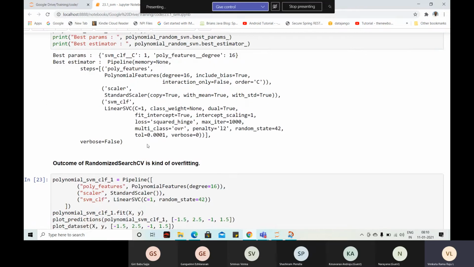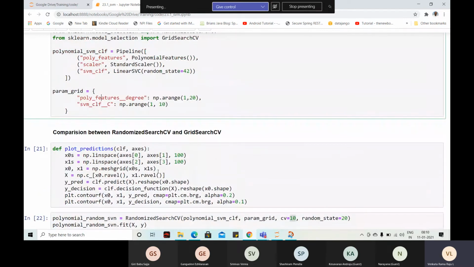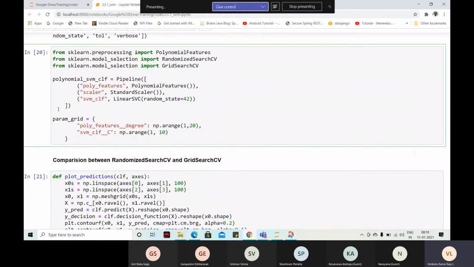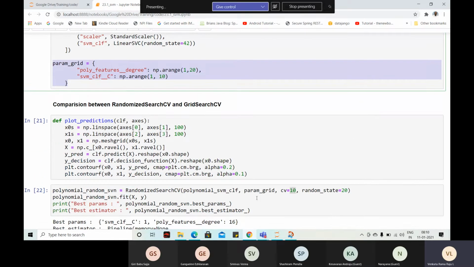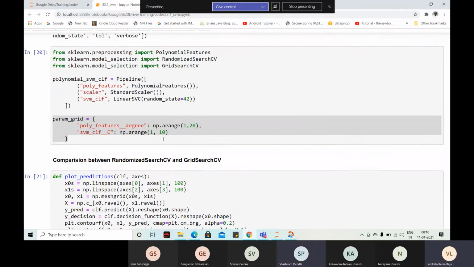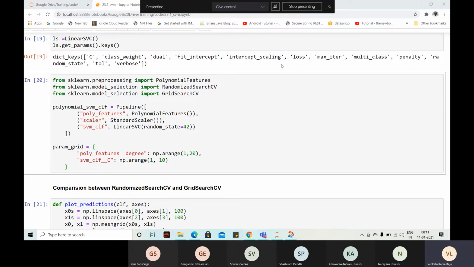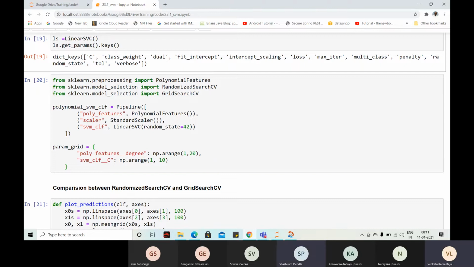When I do GridSearchCV with this pipeline and this param grid, how many models will it create? I said it is going to create 190 models here, and if I take CV equal to 10, it is going to build 1900 models in total to decide which hyperparameters fit best, right?